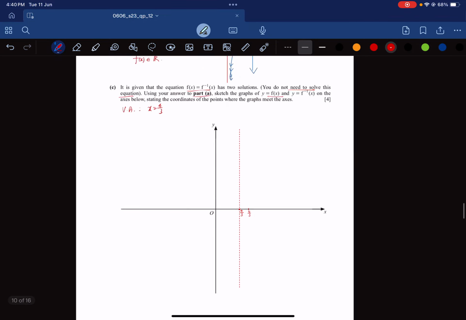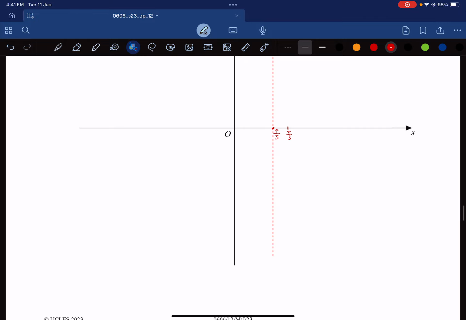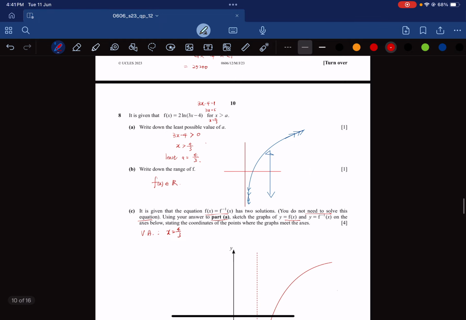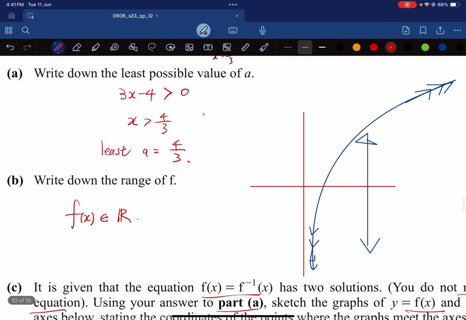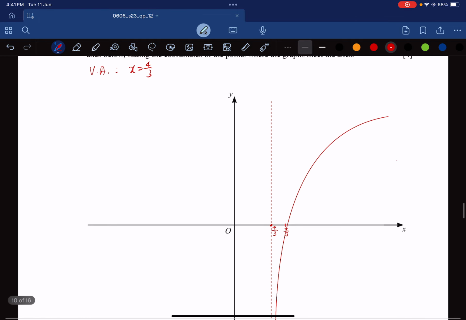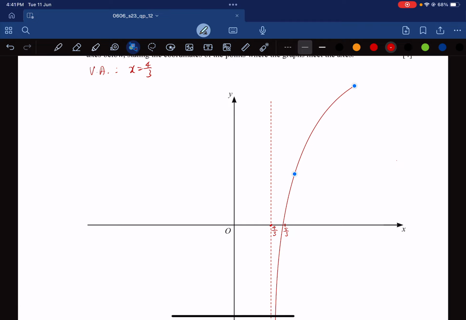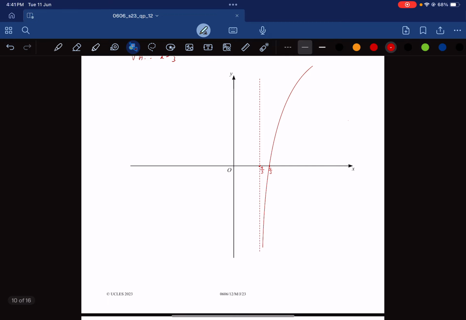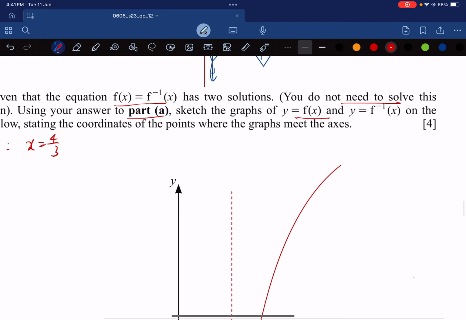Okay, so yeah, it's a graph that keeps going up, right? That has a vertical asymptote. Okay. Because of multiplying by 2, it's quite steep, right? It's quite steep. Probably I need to make it steeper. Okay. Now this is a graph of y equals f(x).